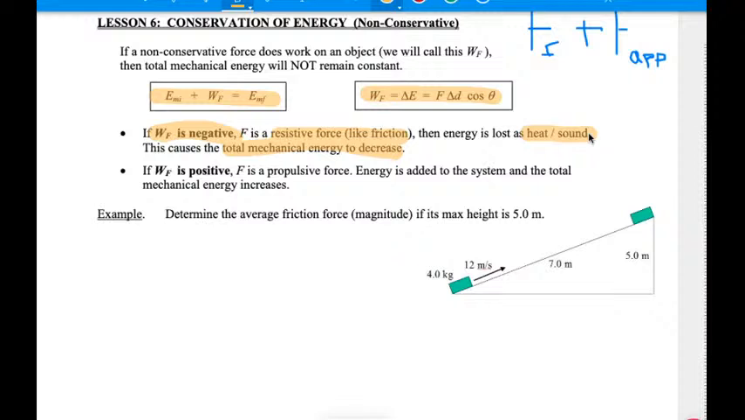As we're rubbing something together, not a frictionless surface, we're going to generate heat, and we're going to hear some scraping. So we're producing heat and sound. All right, that is our resistive force, like our force of friction here. Positive work, external non-conservative work, is from a propulsive or an applied force. That's when we're adding energy, when we're pushing something up more. So we're putting extra energy in, therefore our mechanical energy should increase.